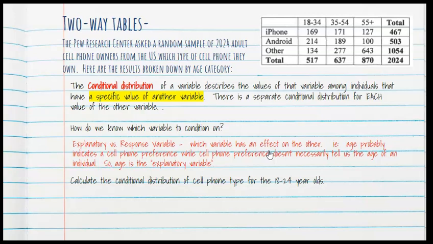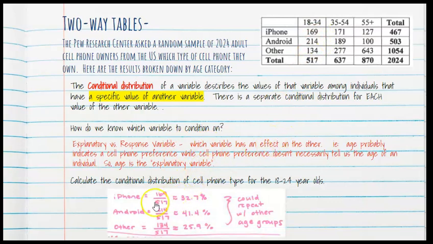So then it says to calculate the conditional distribution of a cell phone type for the 18 to 24-year-olds. So what I'm going to do is take the total of that column. That's my base for my percentages, okay? And then I do it for each phone. For instance, for iPhone, there's 169 iPhone users out of that age group. So I divide it by that age group's total, and I get 32%. For Android, I take 214 and divide it by that age group's total. And then for others, 134 divided by 517, and I get the percentages.